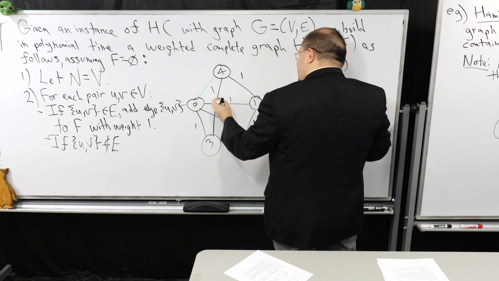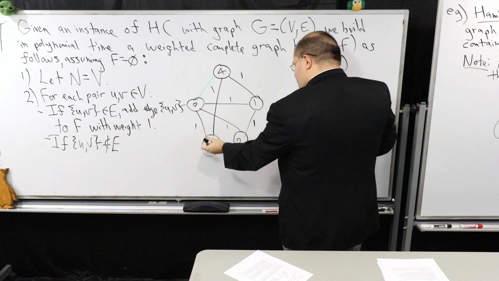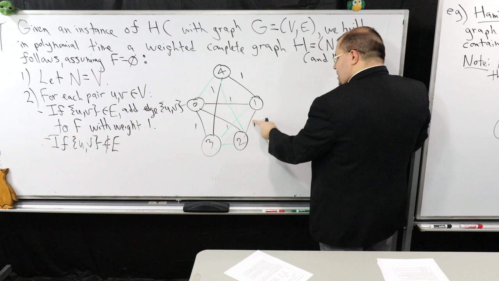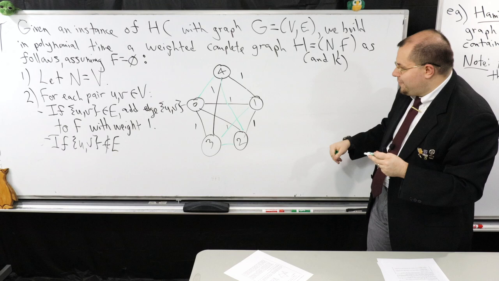I consider all the edges that I have not accounted for. So I have 1, 2, 3, 4, 1, 2, 3, 4, 1, 2, 3, 4, 1, 2, 3, 4. I think I got them all. Now this should be a complete graph.